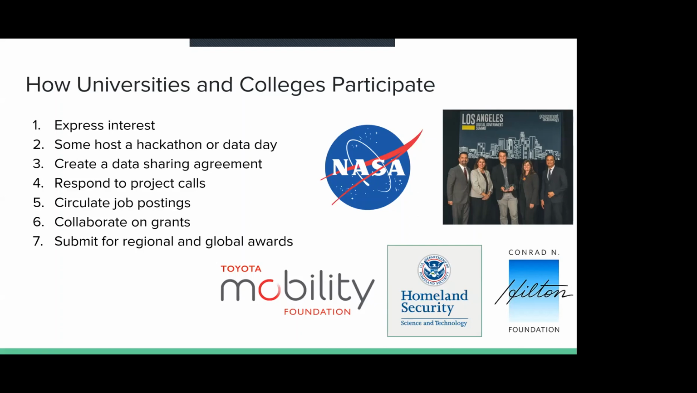These include the Hilton Foundation, which funds an ongoing program with Occidental College and UCLA and USC and several other universities, Arizona State University, around our work on data analytics and the Sustainable Development Goals. We also have a large grant that goes to Cal State LA around the Toyota Mobility Foundation and looking at machine learning and computer vision and pedestrian safety.